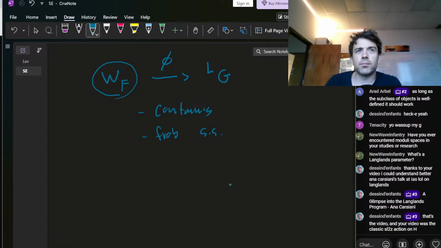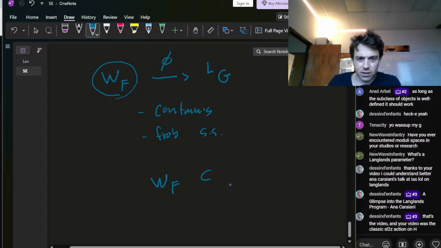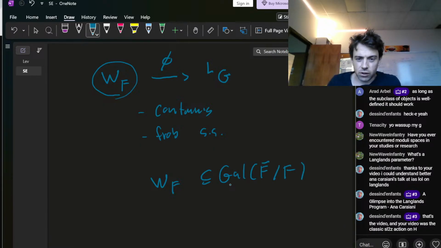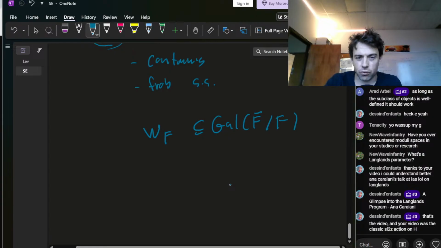So, okay, let's talk about Langlands parameters. So, what does the Weil group look like? Well, the Weil group is basically, I believe it's a dense subgroup of the Galois group of the closure of F over F.